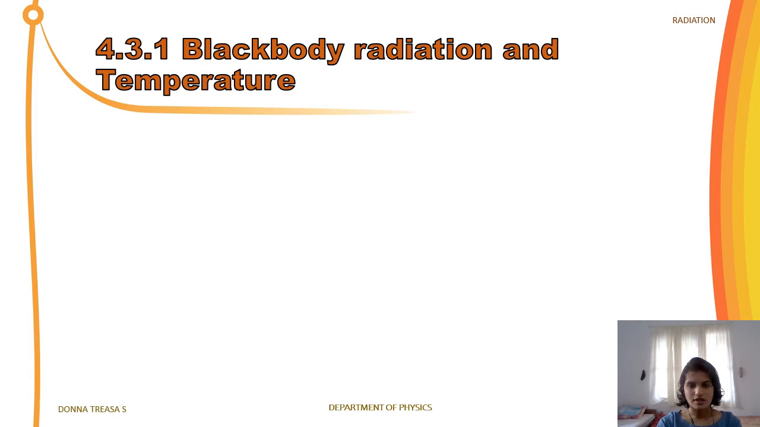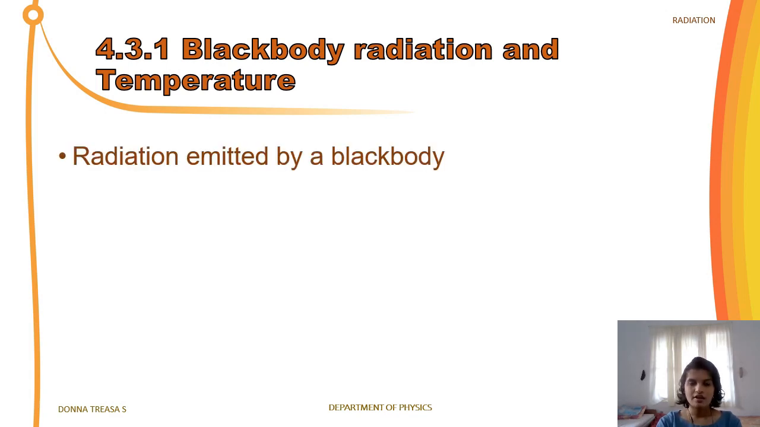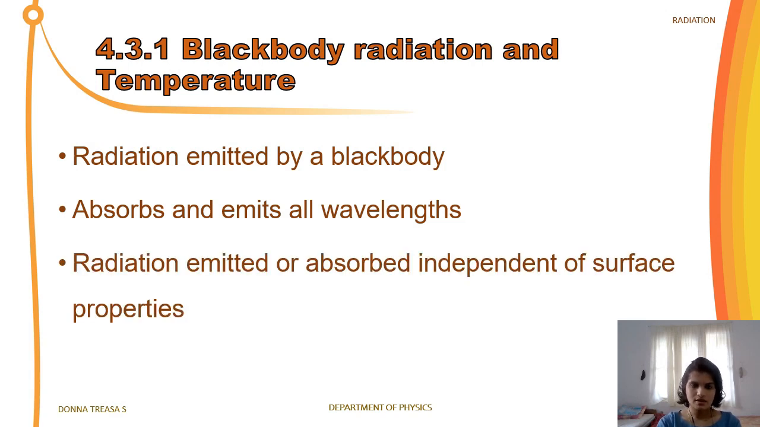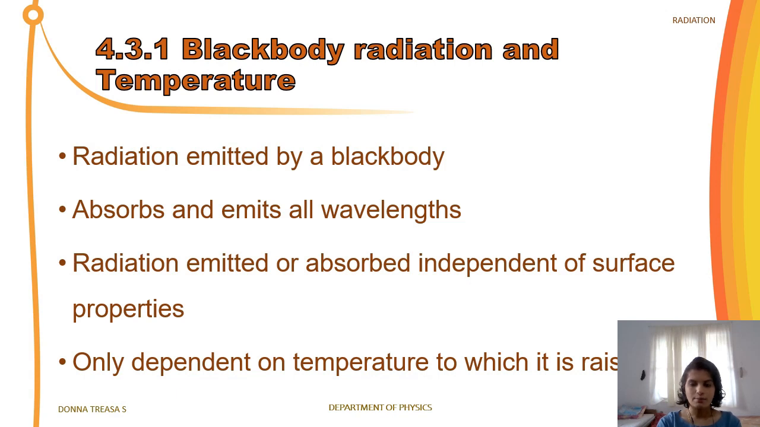Now we shall see the dependence of black body radiation on temperature. The radiation emitted by a black body is known as black body radiation. As I said before, it is a body which absorbs and emits all wavelengths. The radiation emitted or absorbed is independent of the surface properties of the body. It is only dependent on the temperature to which the body is raised.